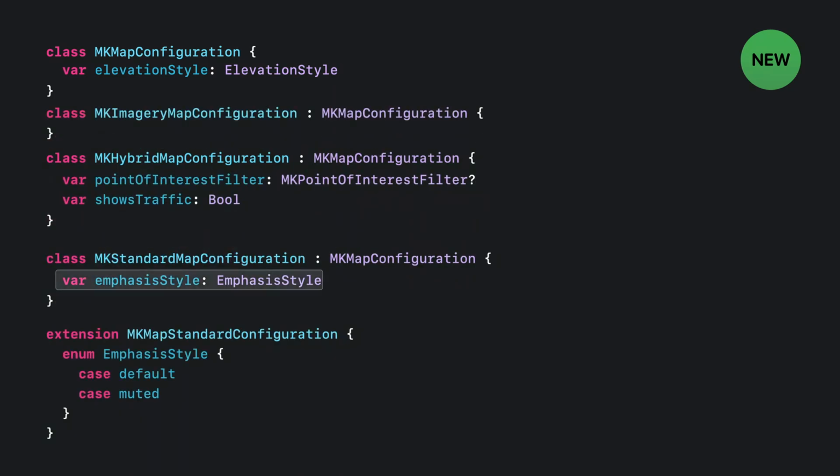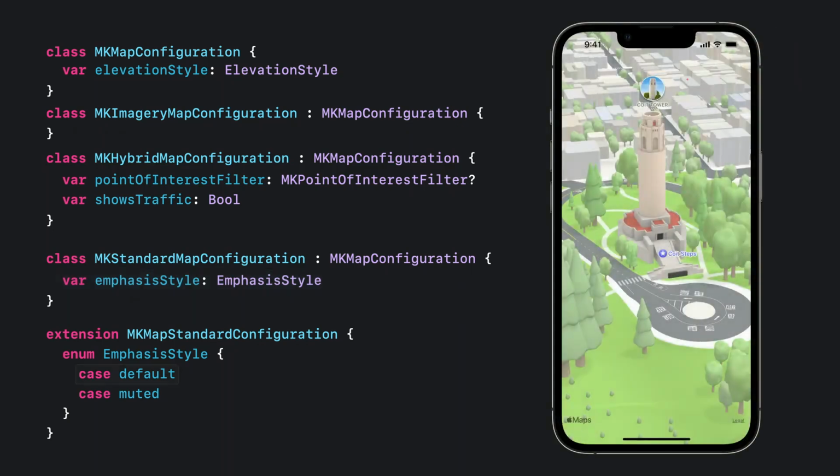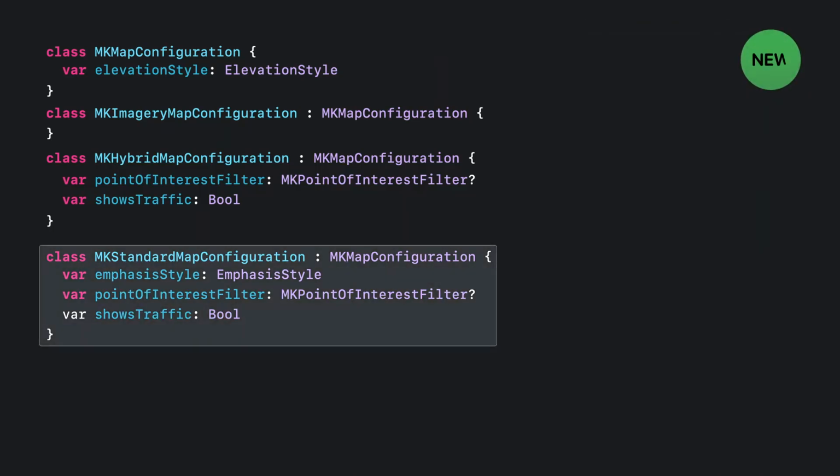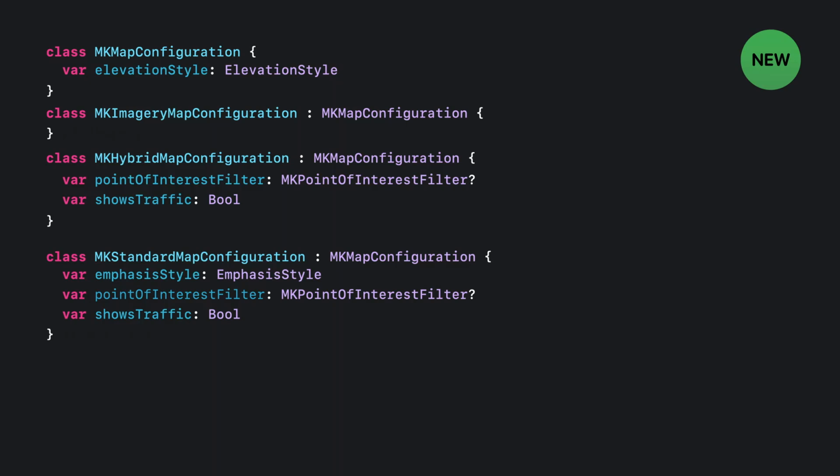The standard map configuration supports an emphasis style property, which can be either default or muted. As the name implies, this is the default emphasis style unless otherwise stated. The muted emphasis style softens the contrasts of the map details, allowing you to bring more attention to additional graphical information you might want to show on top. The standard map configuration also has additional properties to control filtering of point of interest categories and whether to show traffic or not. And that sums up the available map configuration classes and their properties.